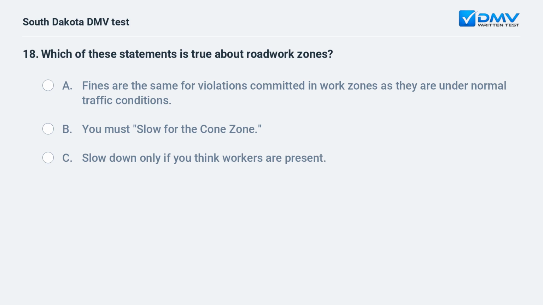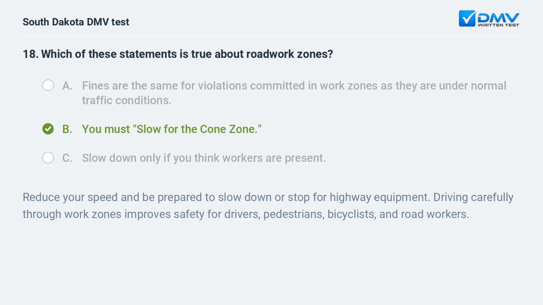Which of these statements is true about roadwork zones? A. Fines are the same for violations committed in work zones as they are under normal traffic conditions. B. You must slow for the cone zone. C. Slow down only if you think workers are present. B. You must slow for the cone zone. Reduce your speed and be prepared to slow down or stop for highway equipment. Driving carefully through work zones improves safety for drivers, pedestrians, bicyclists, and road workers.